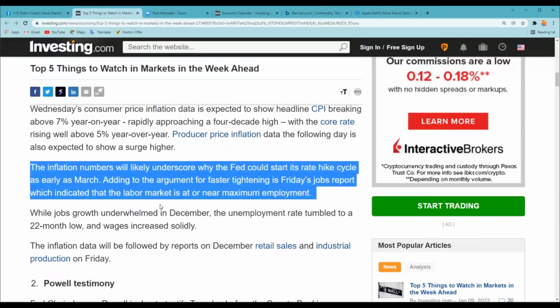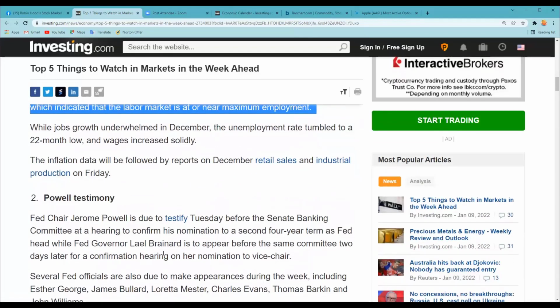Adding to the argument for faster tightening is Friday's job report, which indicated that the labor market is at or near maximum employment. While job growth underwhelmed in December, the unemployment rate tumbled to a 22-month low and wages increased solidly. The inflation data will be followed by reports on December retail sales and industrial production on Friday.